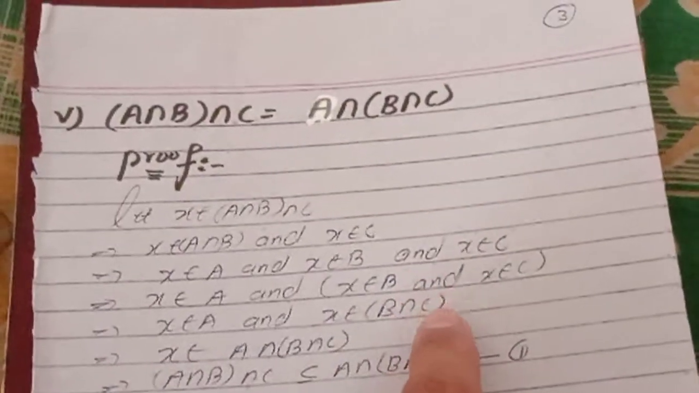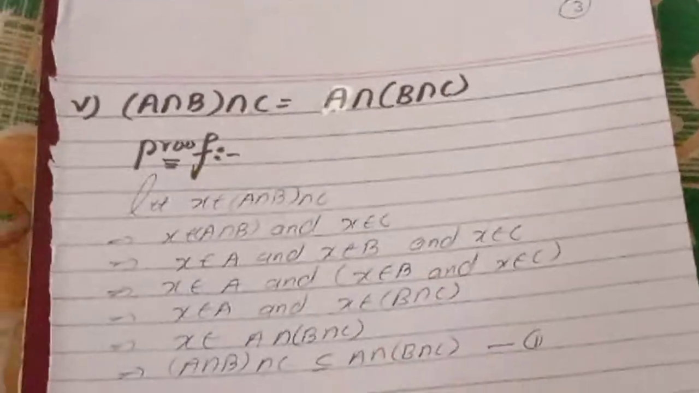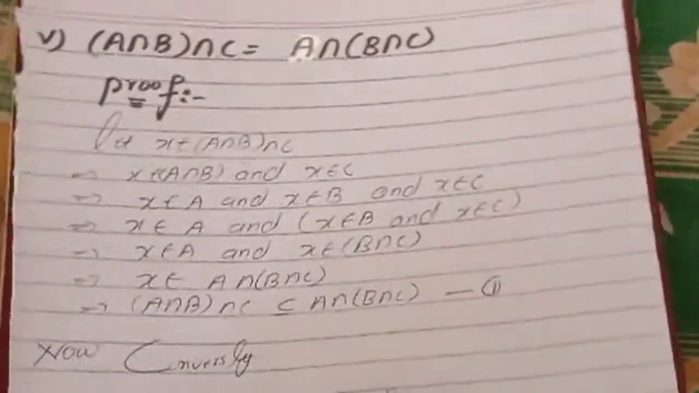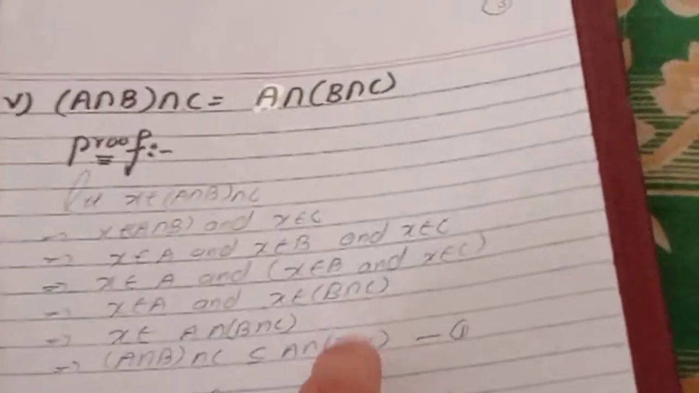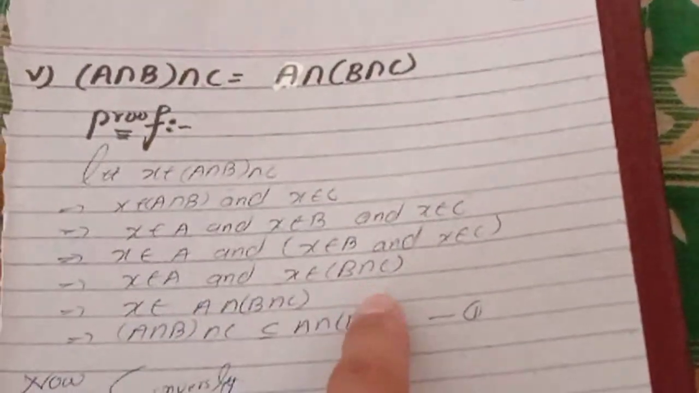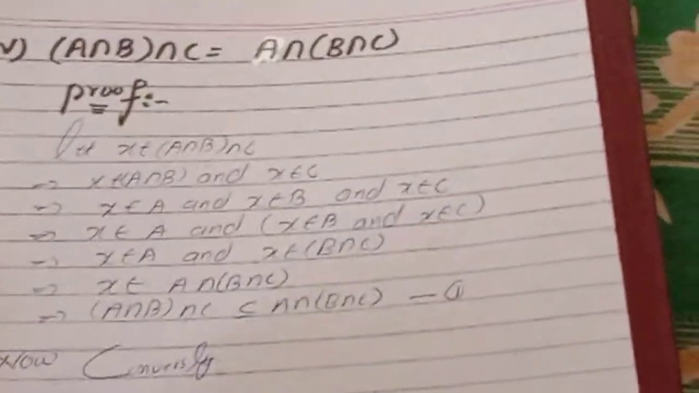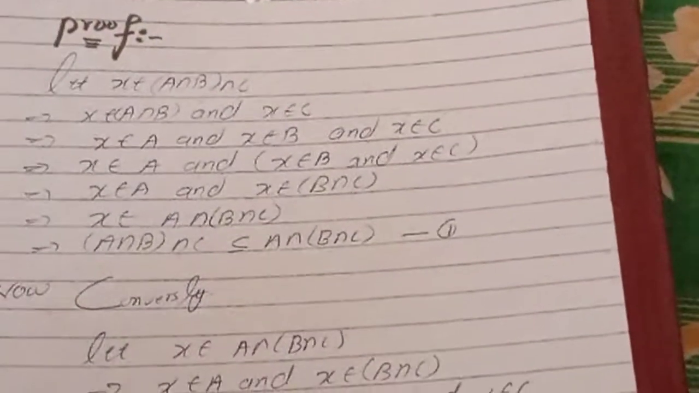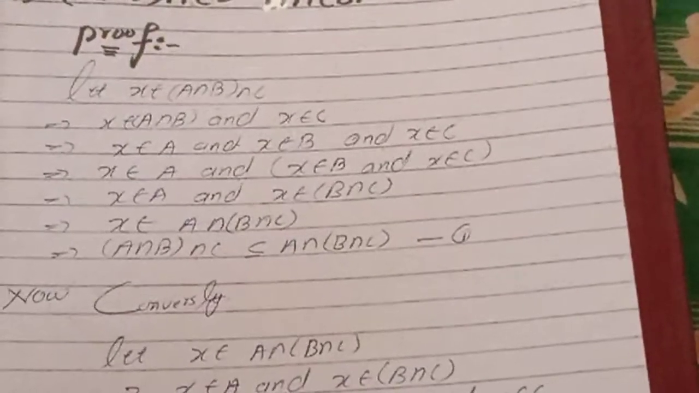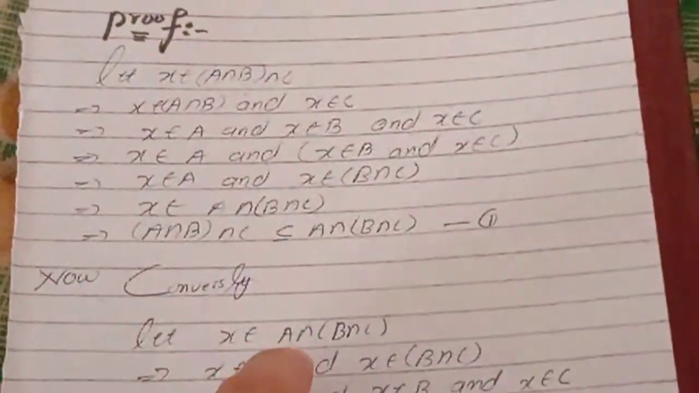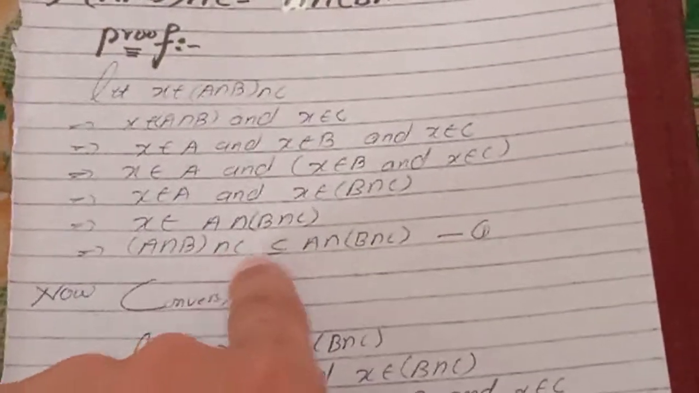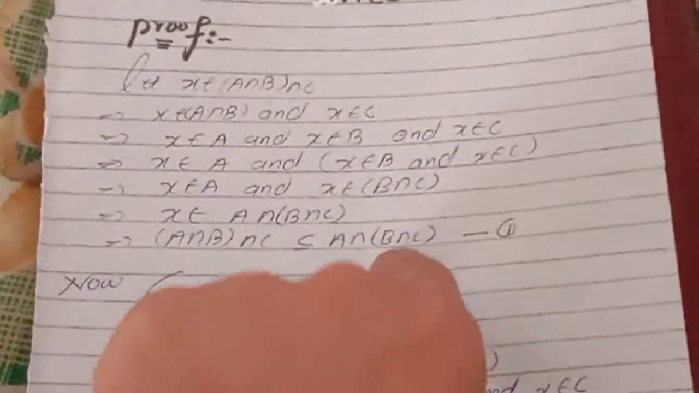Because here is AND, we will put intersection for AND, and we put union for OR. So here is AND, it means that it is intersection. So X belongs to A and X belongs to B intersection C. This implies that X belongs to A intersection B intersection C. So we take an element in A intersection B intersection C and it returns in A intersection B intersection C. It means that A intersection B intersection C is a subset of A intersection B intersection C.